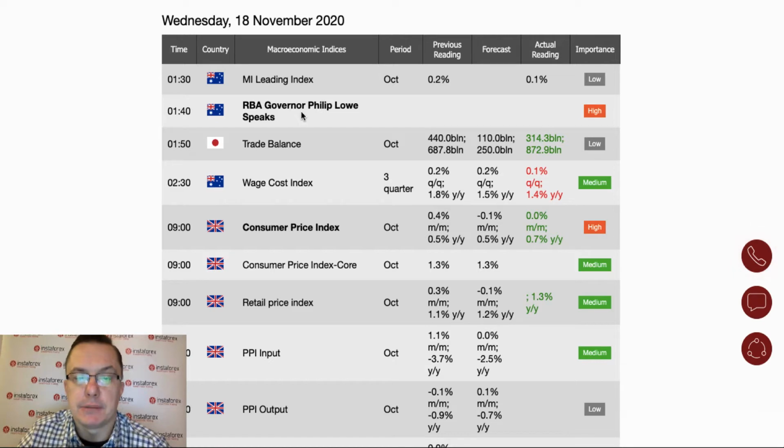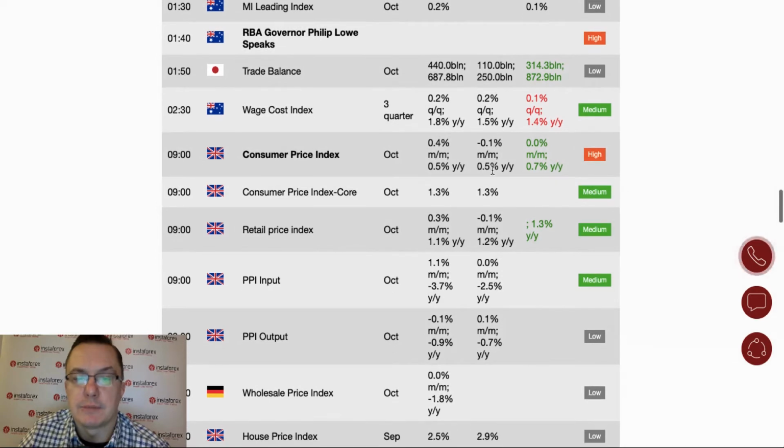Some of them had been already published, like Reserve Bank of Australia Governor Philip Lowe's speech. As you can see, this speech has been done at 40 past 1. So we are going to take a look at the Australian dollar pair to see whether this speech has any impact on the markets. We got some data from labor markets. As you can see, the Australia wage cost index was worse than expected, because the forecast was 0.2% and the wage index was 0.1%, so the wage cost index is decreasing.